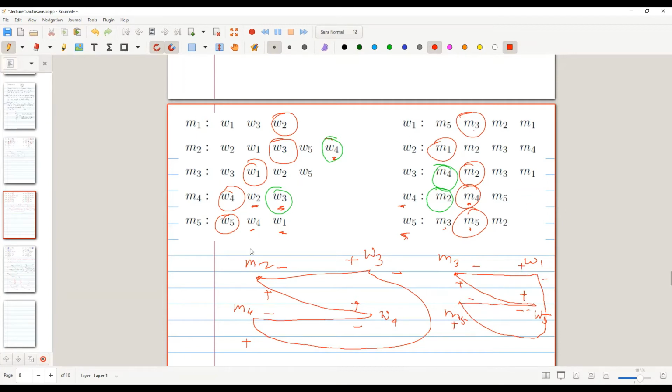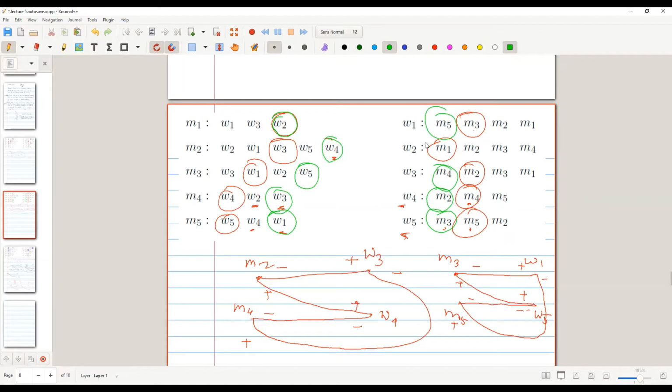And if we apply this rotation, what matching do we get? We get this. So by green, we have this and this matched. And here, M5 gets matched with W1 and M3 gets matched with W5. Okay, so this is the men optimal and the women optimal matching.